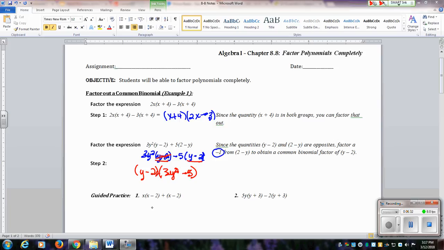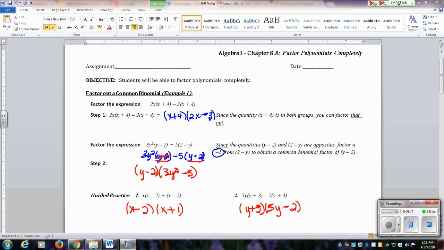Go ahead and try the guided practice, okay? And then you pause the video. Please pause the video. Do the 2 guided practices, and then you can check and see the answers. Replay the video after you pause it and check your answers.